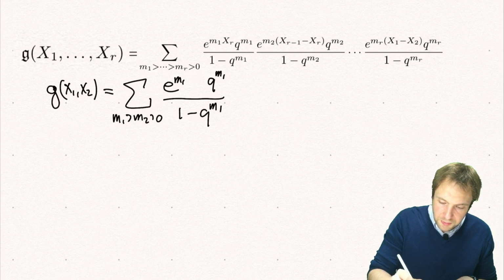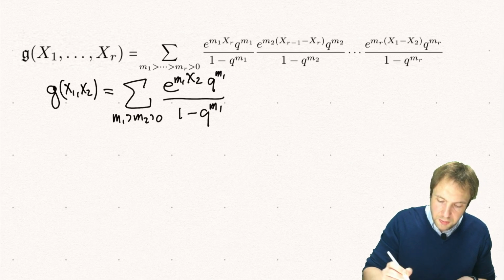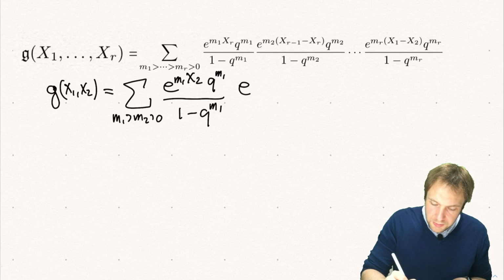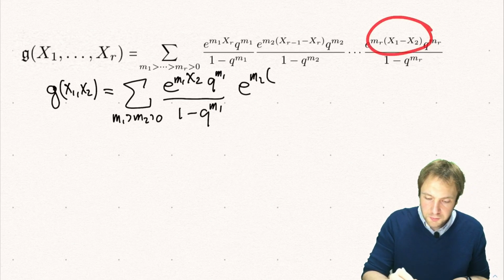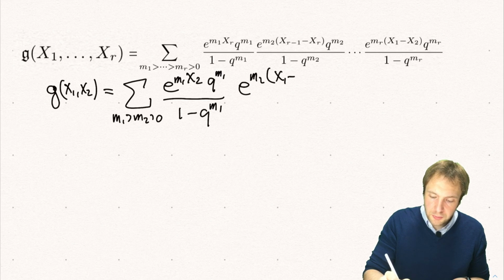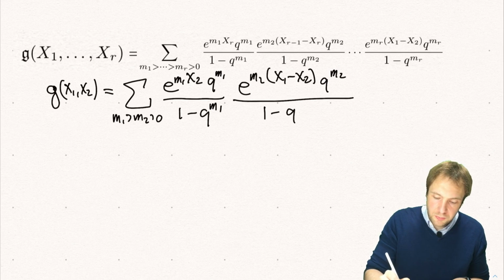Then this here is x2. And then I have e to the m2 times, and the last part is always x1 minus x2, x1 minus x2, q to the m2 over 1 minus q to the m2.